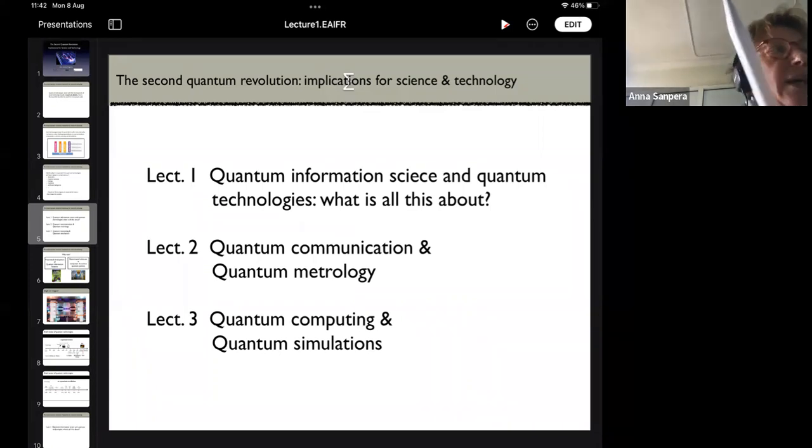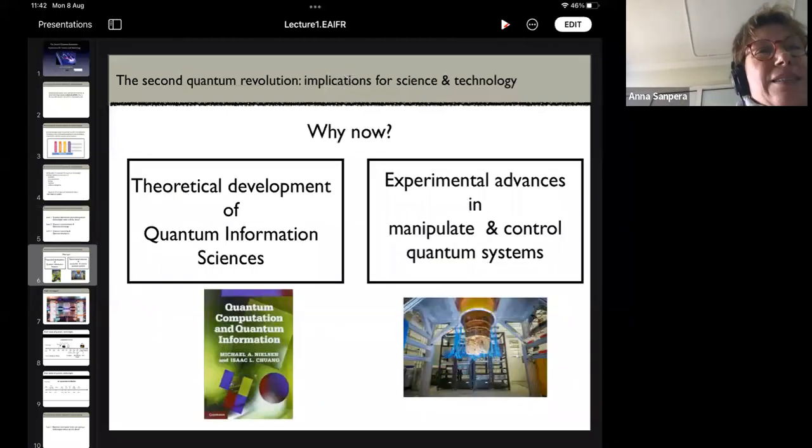So the first thing that one can ask ourselves is why now? Why has this thing appeared now? And I think that it's fair to say that quantum technologies, or this second quantum revolution, is now because there have been 2 very important developments. First, since the 90s, so 30 years ago, a theoretical development of what is quantum information science and what it means. But also, and definitely very important for technology, because if not, it would not be possible, experimental advances in manipulating and controlling quantum systems at the single particle level.